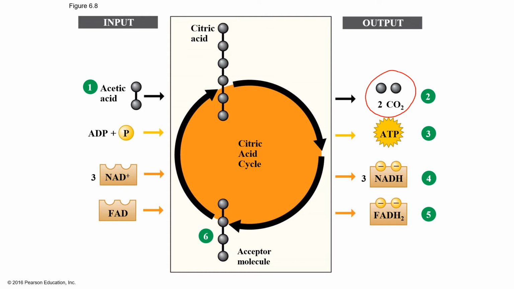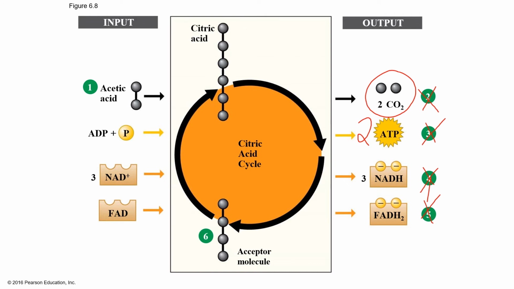We're also going to make ATP. Now, about how many ATP do we make? 2. These green numbers right here are not the numbers of ATP made, by the way. Forget those. Those are just the steps. So we make some carbon dioxide that we will exhale into the air. Then we make 2 ATP.